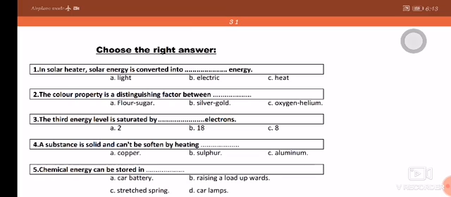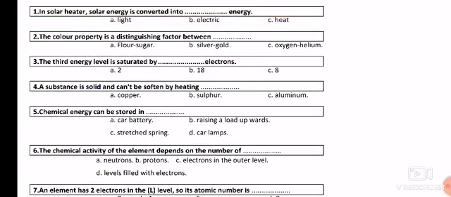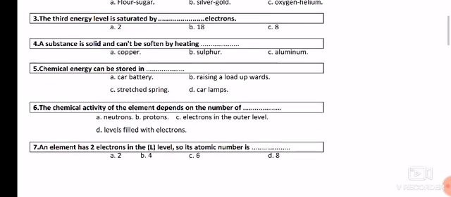Number 1. The solar heater converts the solar energy into heat energy. Number 2. The color property is a distinguishing factor. We can distinguish between silver and gold by the color.